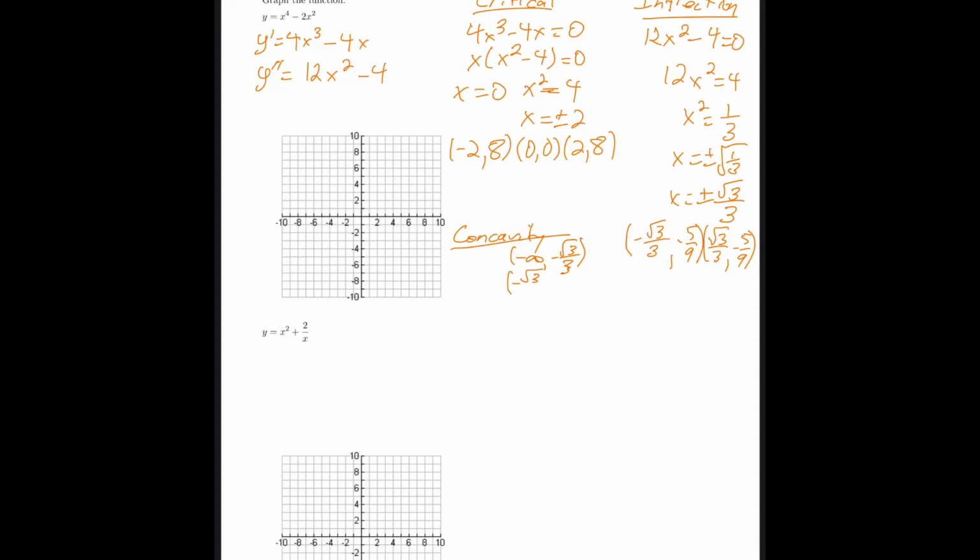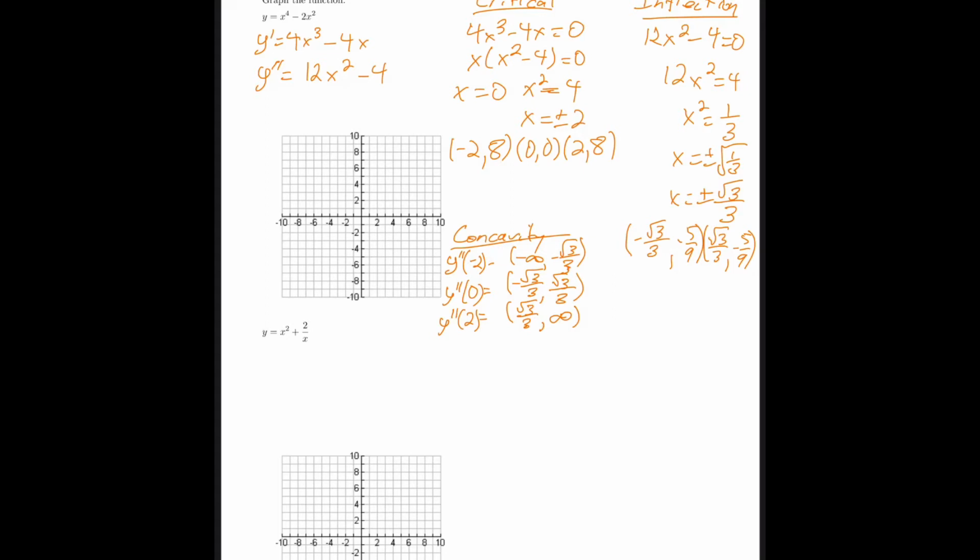So concavity, we've got the regions from -infinity to -root 3 over 3. We've got -root 3 over 3 to root 3 over 3. And we've got root 3 over 3 to infinity. So now we just plug in values from each one of those for the second derivative. So we could do the second derivative of -2, the second derivative of 0, and the second derivative of 2 for those.